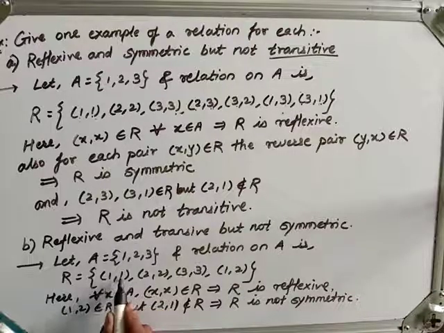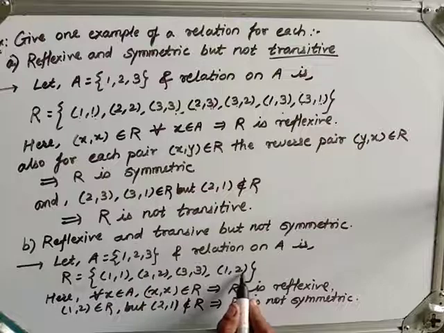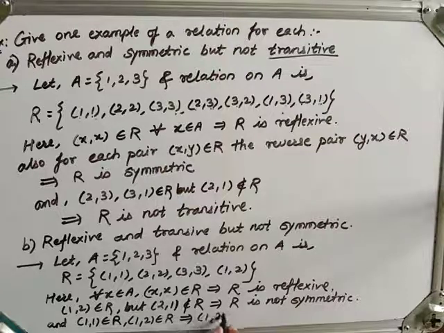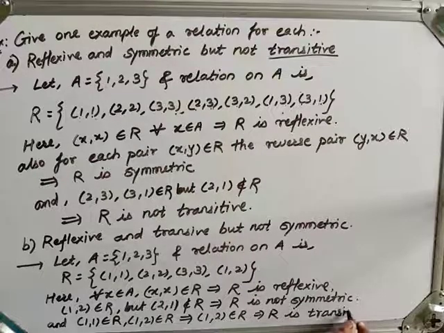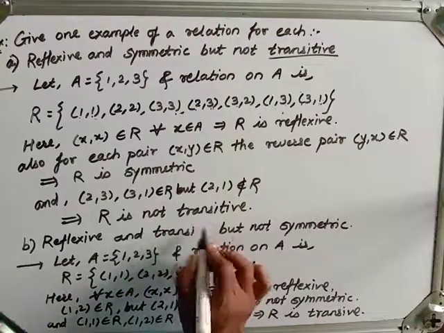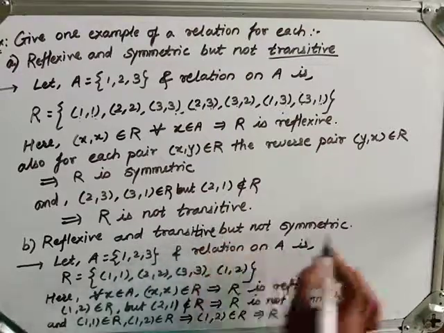Now 1 is related to 1 and 1 is related to 2, so 1 is related to 2. So again (1, 1) belongs to R and (1, 2) belongs to R, that implies again (1, 2) belongs to R. So that implies R is transitive. So this is a relation which satisfies the given condition that it is reflexive, transitive but not symmetric.